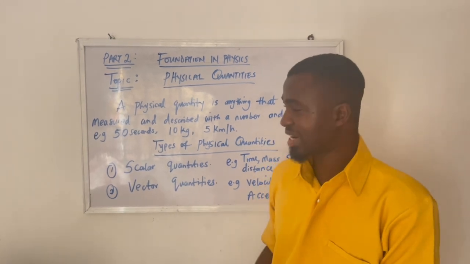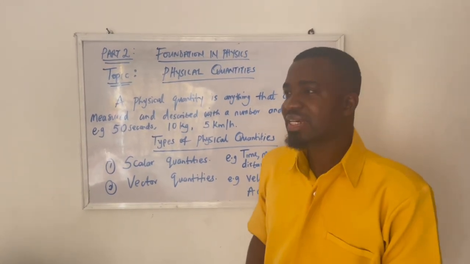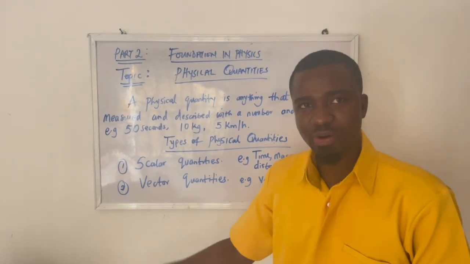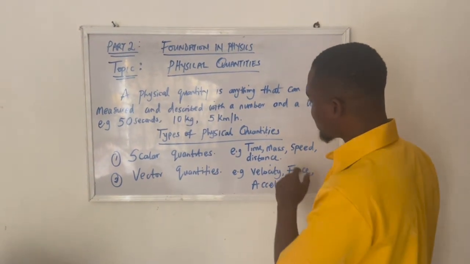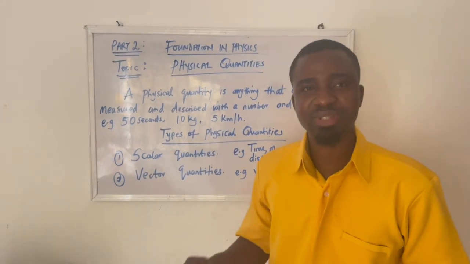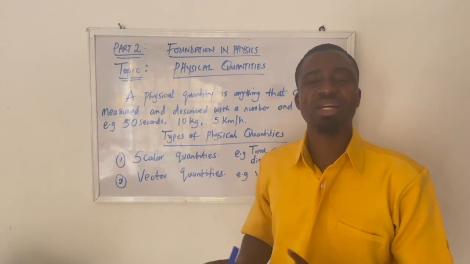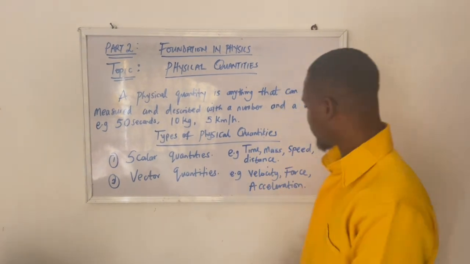Now I have east in front. You don't say the man is traveling from east at 10 kilometers per hour. But if I say the man is traveling 10 kilometers per hour and I don't add direction, that one is speed. It means it is a scalar quantity.